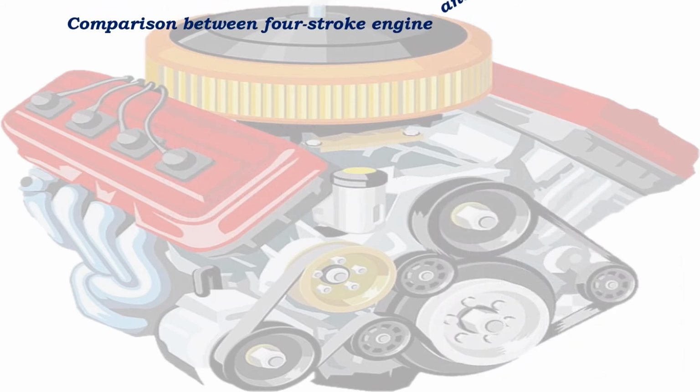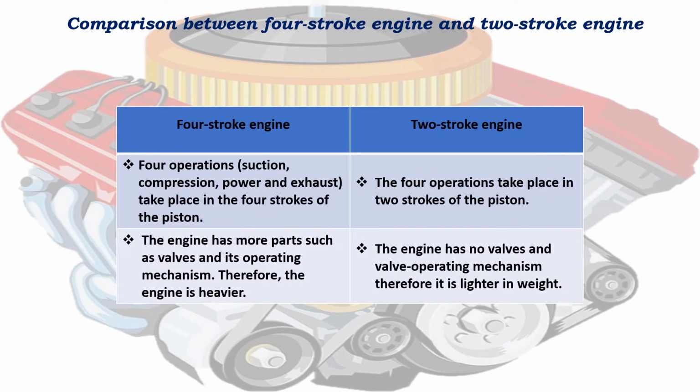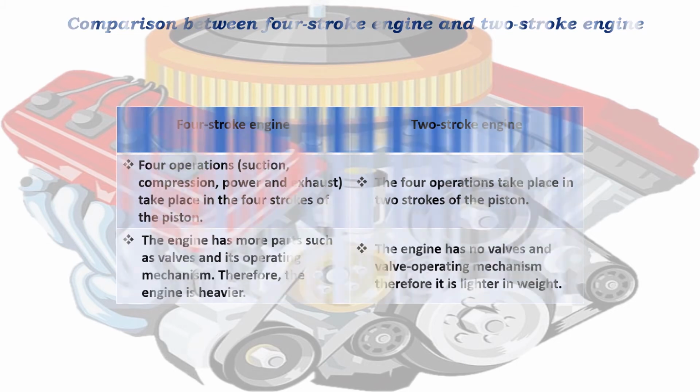Comparison between four-stroke engine and two-stroke engine. Four-stroke engine: four operations, suction, compression, power and exhaust, take place in four strokes of the piston. The engine has more parts such as valves and its operating mechanism. Therefore, the engine is heavier. Two-stroke engine: the four operations take place in two strokes of the piston. The engine has no valves and valve operating mechanism. Therefore, it is lighter in weight.